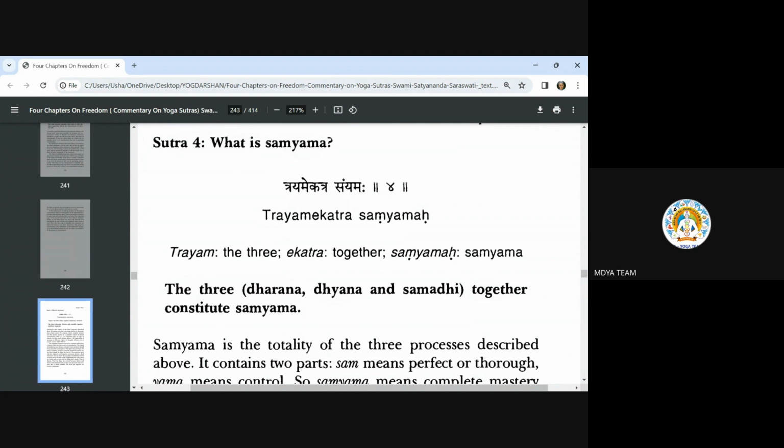So the word Sanyama is used for the three together, Dharana, Dhyana and Samadhi. All three together comprise Sanyama. Clear with that?